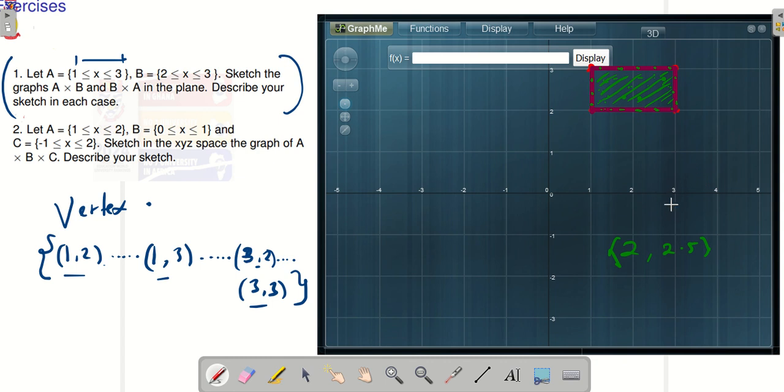They can also see, let's say, 2.5 and 2 is also another point. You can have more points, for example, 3 and 2.5, 3 and 2.6. Any number in between 2 and 3, we can use it. So all points here is within the Cartesian product, and that is exactly the graph.